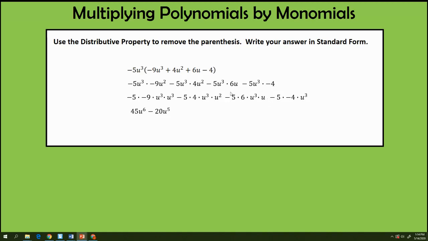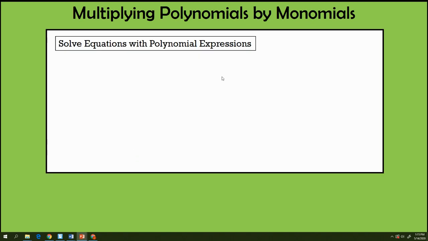The next term is right here, this product. It's negative 5 times 6, negative 30, u cubed. That's really a u to the 1st, so add exponents: negative 30u to the 4th. And then finally, the last term is negative 5 times negative 4. That's positive 20 times u cubed, positive 20u cubed. So there's a simplified version of that. It's called multiplying a polynomial by a monomial, but it is in essence just the distributive property, working our processes and simplifying. The other part of this is to add some equation solving.